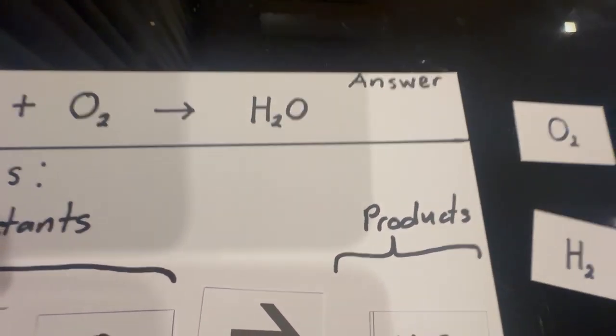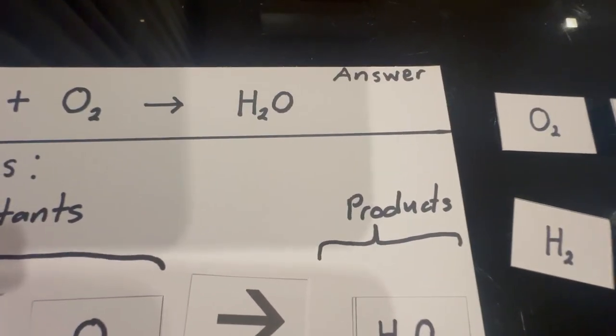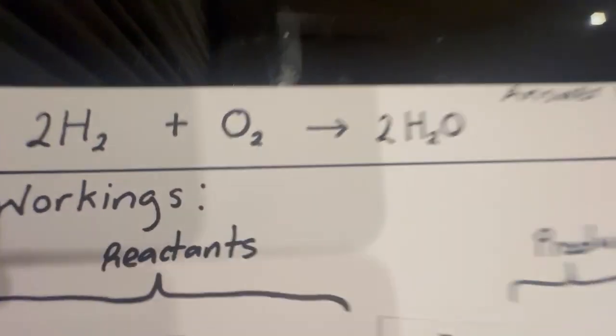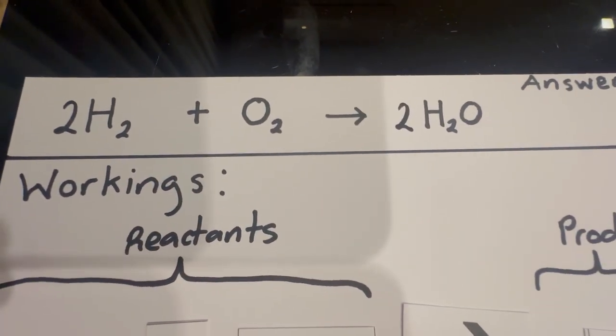Here, on the left. And should it be a small 2 or a big 2? Big 2. So a big 2 on the left. This equation is now balanced.